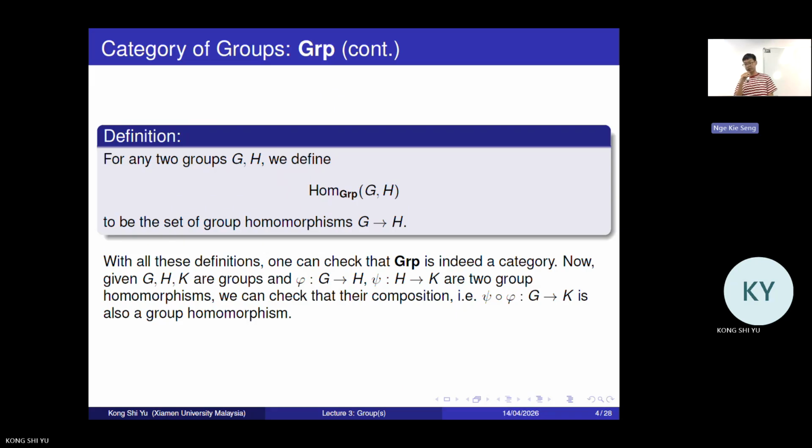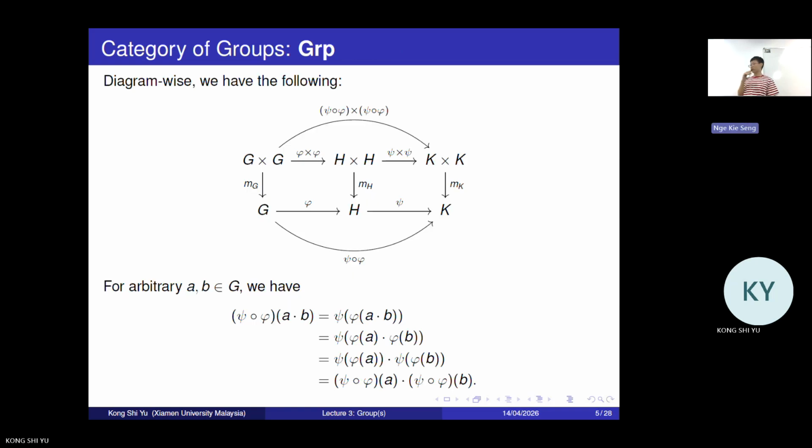Now we can check that the category of groups GRP is indeed a category. Suppose we have three groups G, H, K, and two maps, phi from G to H and psi from H to K, which are two group homomorphisms. We can check that the composition is also a group homomorphism. For any A, B from G, we have this composition. Phi itself is a homomorphism, so we can break it down into phi A times phi B. Furthermore, psi is also a group homomorphism, so we further break it down, and we find that the composition is indeed a group homomorphism.